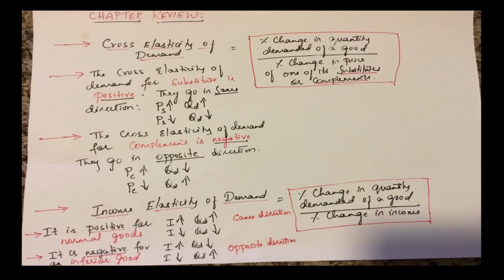Chapter review. Cross-elasticity of demand. The formula is percentage change of quantity demanded of a good over percentage change in price of one of its substitutes or complements. The cross-elasticity of demand for a substitute is positive. They go in the same direction. It means if the price of a substitute increases, quantity demanded of the good increases. Price of substitute decreases, quantity demanded of the good decreases.